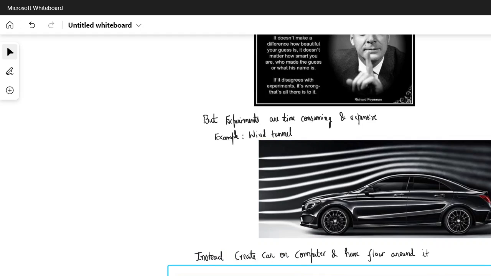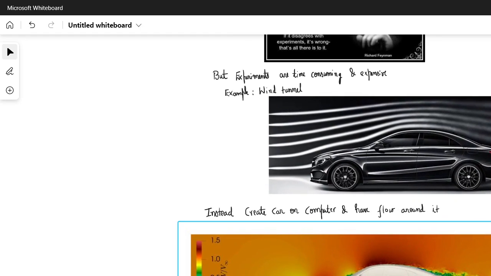The important parameter is the Reynolds number. This is a velocity field or velocity contour at some instant of time. We can compute the drag coefficient using this as well. Then we can compare these two, to see how accurate our numerical method is compared to the experiment performed in a wind tunnel on a real car.